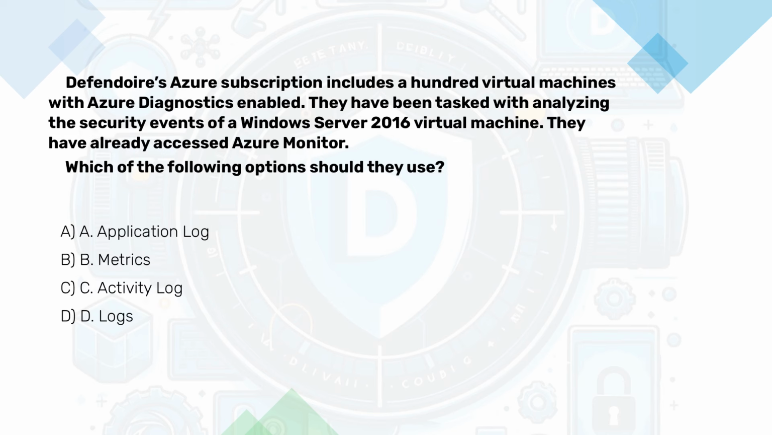Our Azure subscription includes 100 virtual machines with Azure Diagnostics enabled. We have been tasked with analyzing the security events of a Windows virtual machine. We have already accessed Azure Monitor. Which of the following options should we use? A. Application log. B. Metrics. C. Activity log. D. Logs.